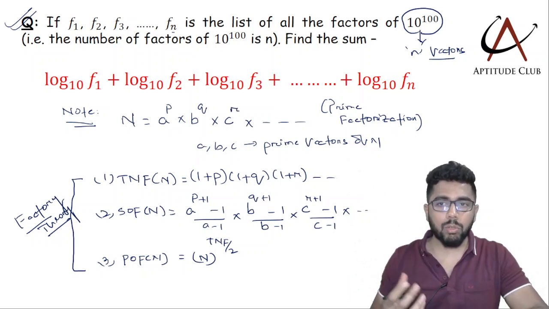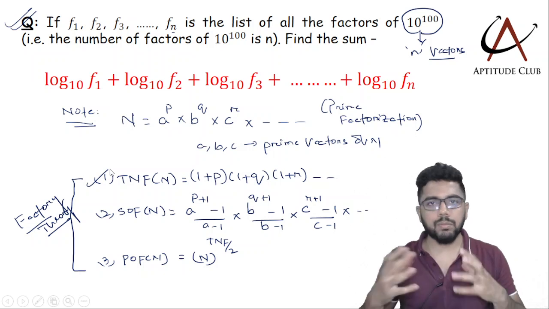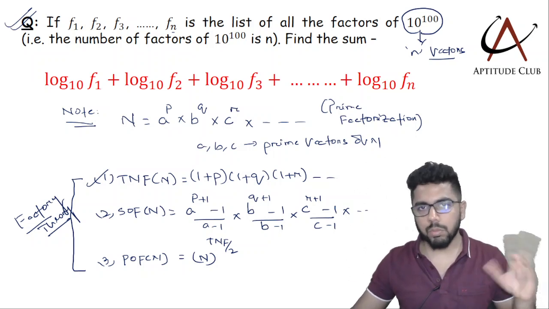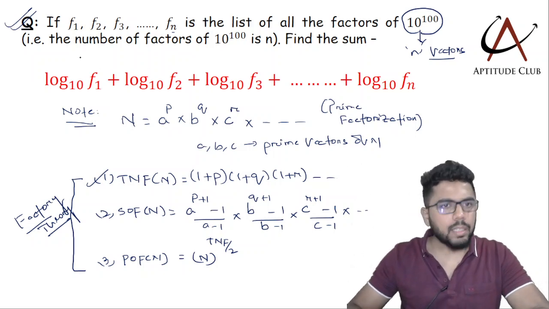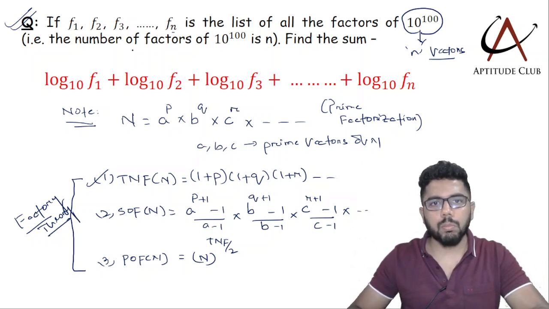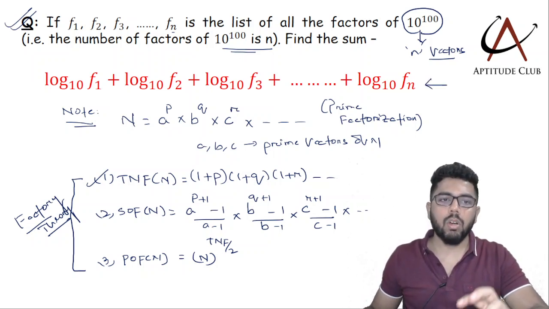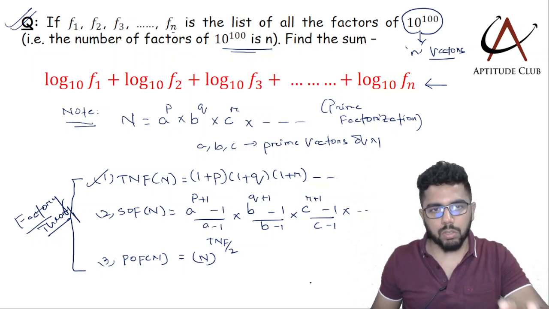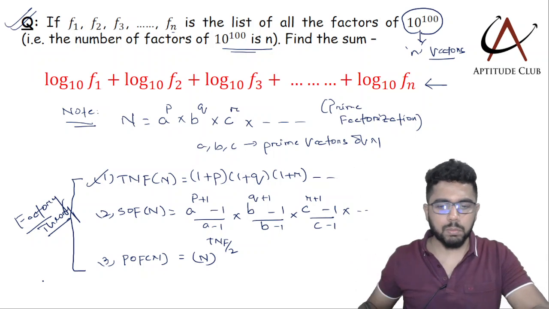Now, can I get the value of n? Yes, using this formula, because once I have the number, I can prime factorize the number and then calculate its total number of factors. So that can be done. The number of factors of 10 to the power 100 is n. Then we'll have to find the sum of this expression: log to the base 10 f1 plus log to the base 10 f2 and so on. So very beautifully, factor theory and logarithm have been combined.